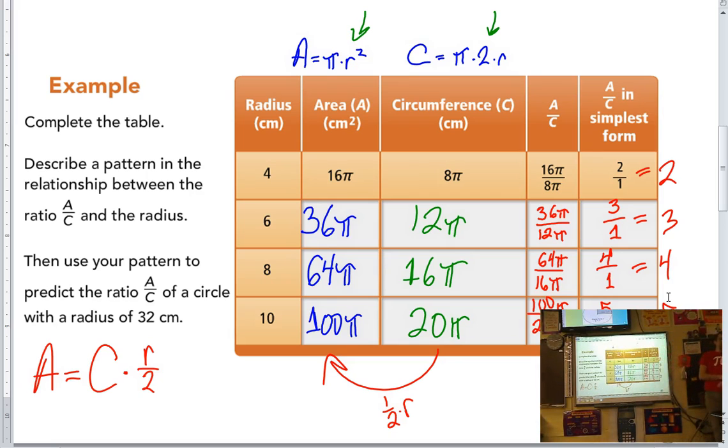So if I know what the radius is, which if I know what the area is, then I should know what the radius is, or I can find out the radius.